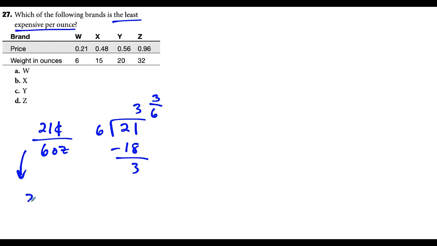This is 3.5 cents per ounce, and let's make that way neater, cents per ounce. So that's the first one. And now we'll just do this with the rest. I'll color code this so we don't mix them up.